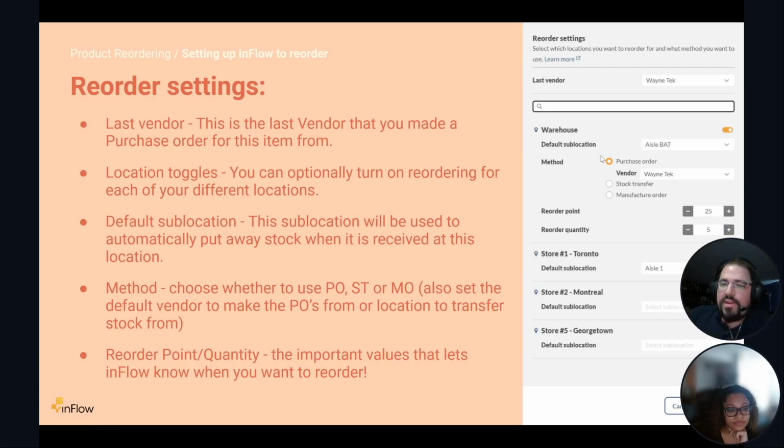Then you also have the method on here. You can choose either purchase order, stock transfer, or manufacture order. If you pick purchase order or stock transfer, you'll also get an option to select which vendor you want it to create the purchase orders from, or for a stock transfer, a location that you can transfer the stock from. And then the reorder point and quantity are the two values that we've been talking about before. So that's where you can enter those in.